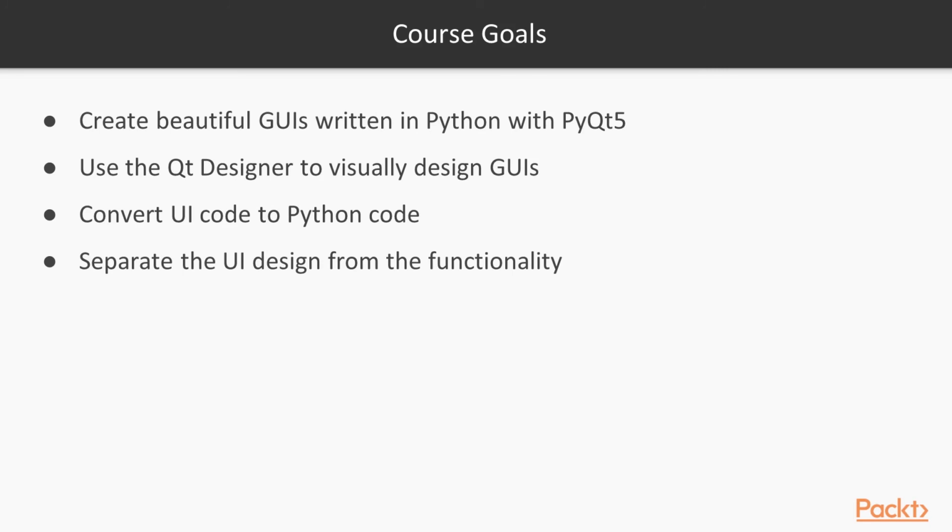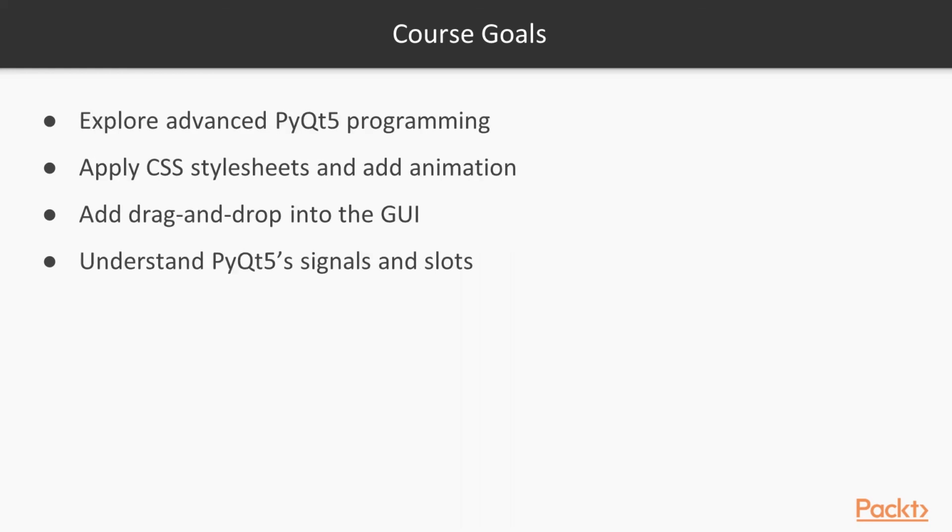By the end of the course, you should be able to create beautiful GUIs written in Python with the PyQt5 framework, use the Qt Designer to visually design GUIs, convert the designer UI code to Python code, separate the UI design from the functionality of the GUI, explore some advanced PyQt5 programming, apply CSS style sheets and add animation, add drag and drop into the GUI, understand the PyQt5 signals and slots event handling mechanism, and much more.